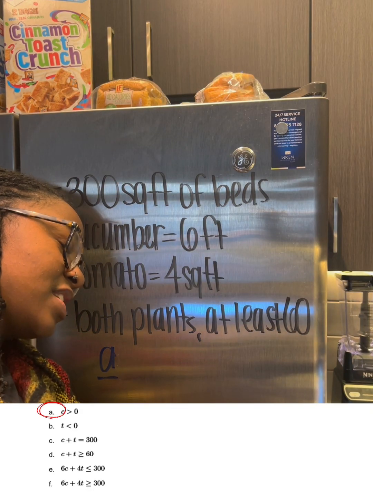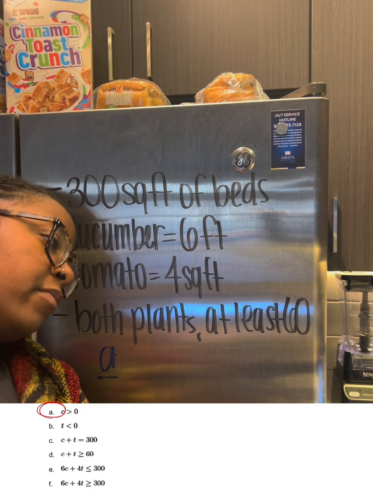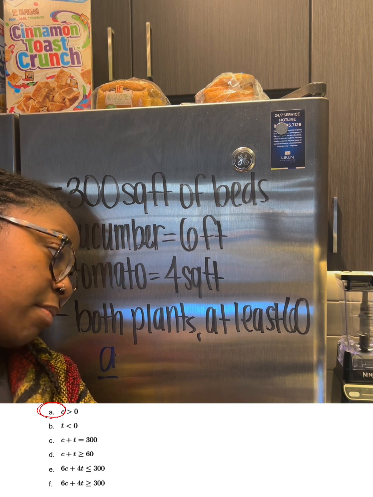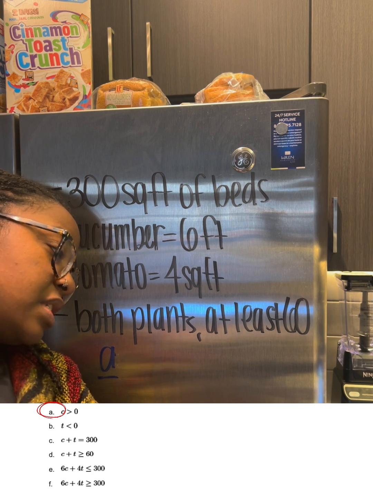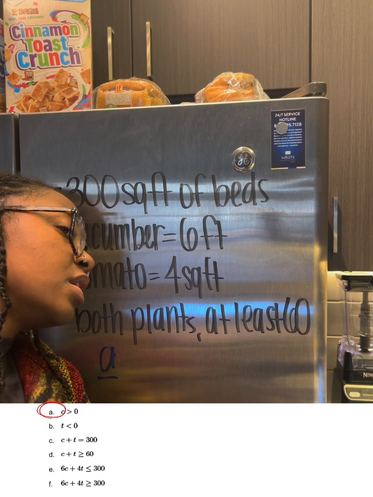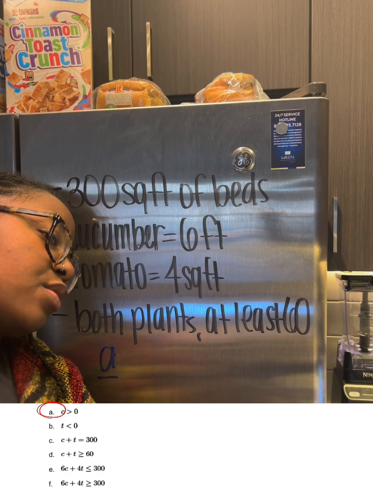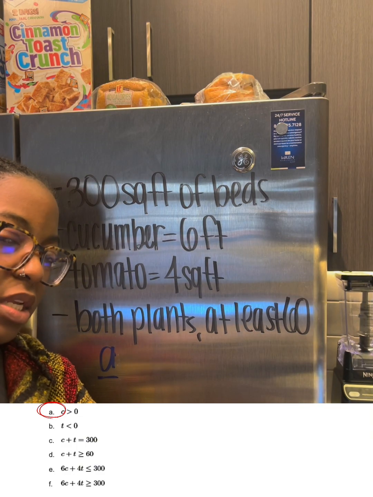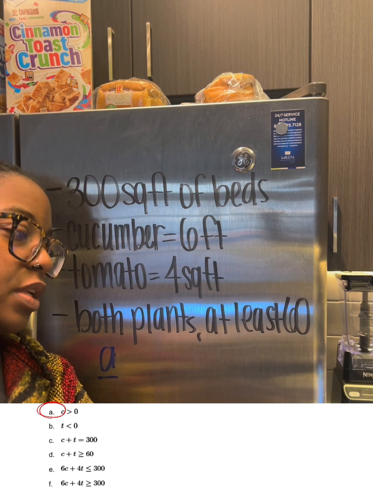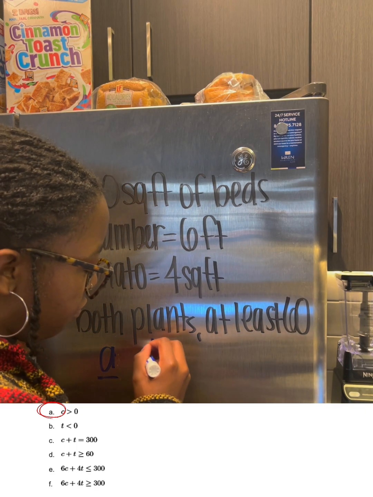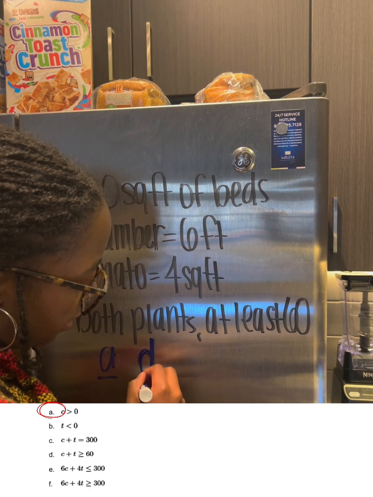D, C plus T is greater than or equal to 60. Now listen, C plus T, we already know that's the number. 60, where do we see 60 in that problem? Type of plant and have at least 60 plants, greater than or equal to. I can have 60, but I also can have more than 60. So D, respuesta correcta. Okay?